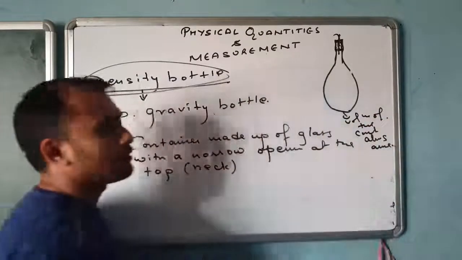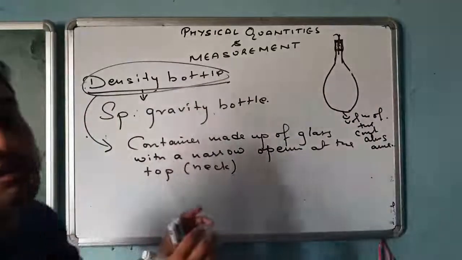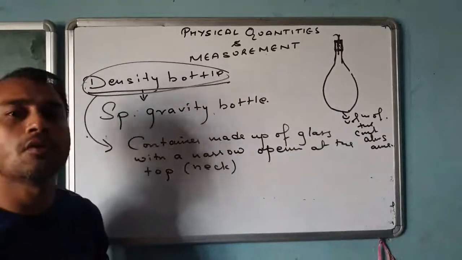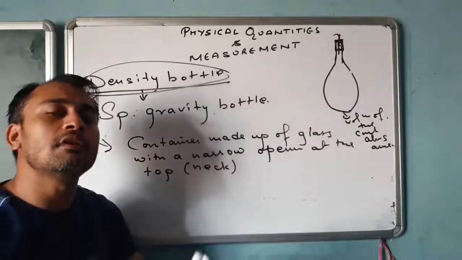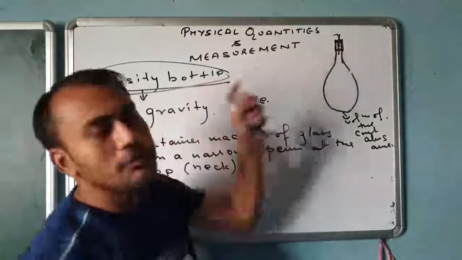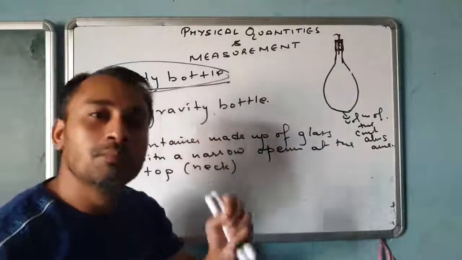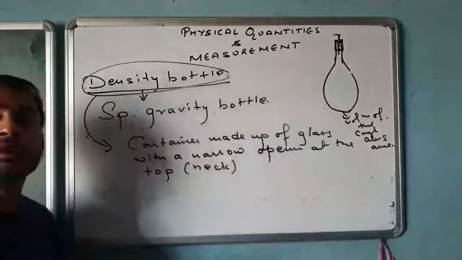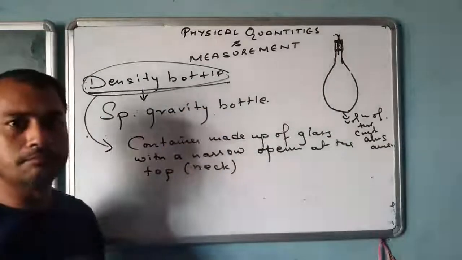So what is it? This density bottle will always have a fixed volume. It is because if any excess liquid is filled in this bottle, that excess liquid will drain out of this hole. Because of that, every time a fixed amount of liquid will be contained in the container.